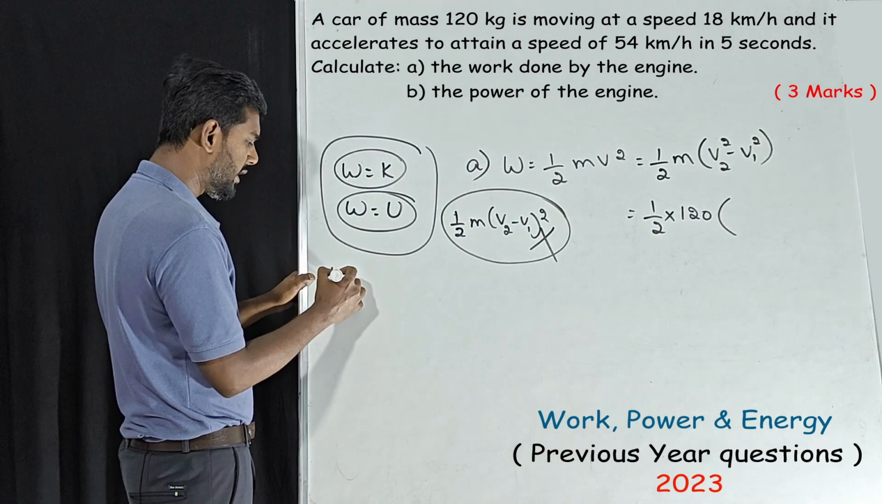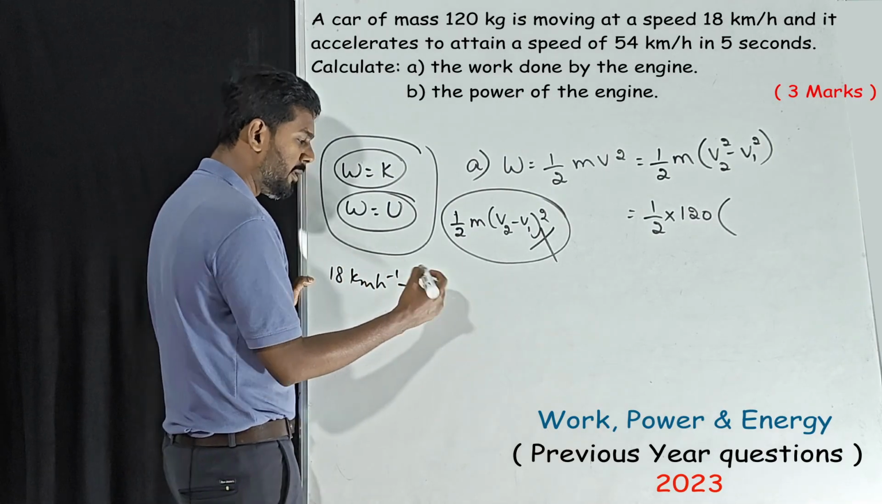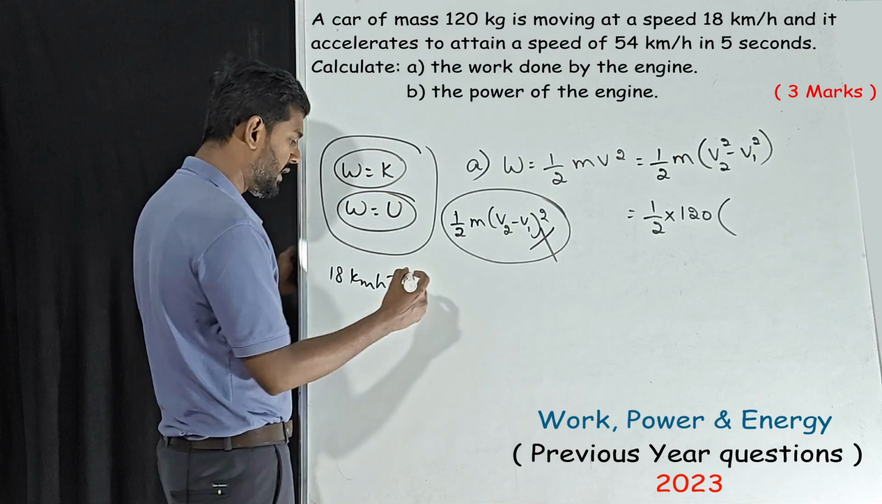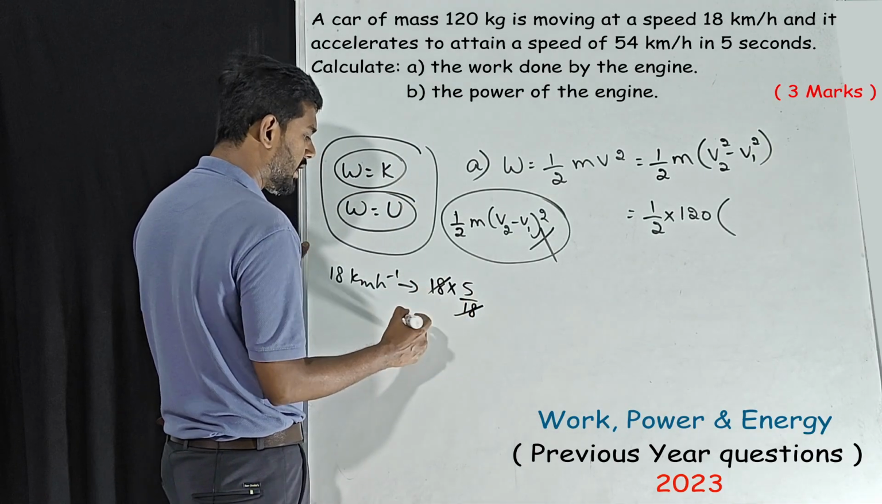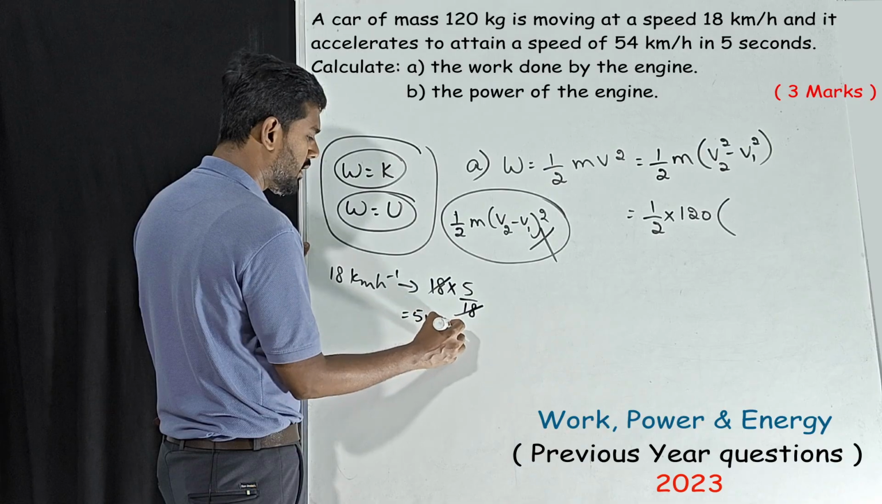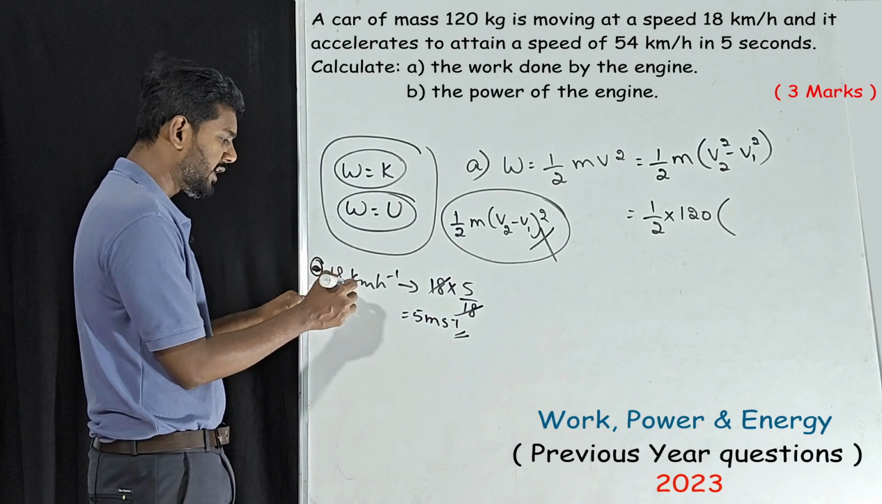Now, 18 kilometer per hour, right? So how do you convert it into meter per second? Meter per second, it is 5 by 18. 18 into 5 by 18, the 18 gets cancelled. It is 5 meter per second. The first one we have converted.